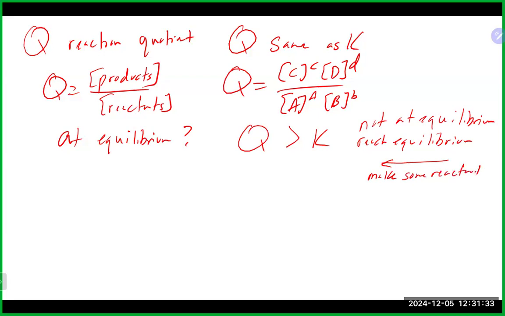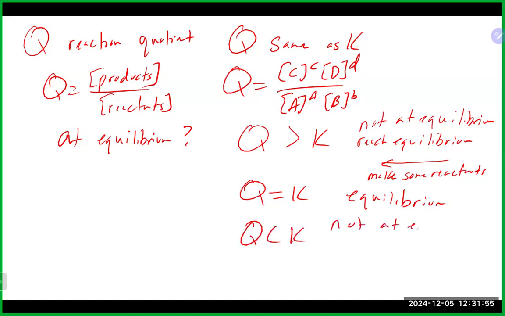So those are 2 common sort of Q questions that you typically ask, which are, are you at equilibrium? And if you're not at equilibrium, which way do you need to go to reach equilibrium? Obviously, if Q is equal to K, then you are at equilibrium. And if Q is less than K, you are not at equilibrium. And in order to reach equilibrium, you need to go away from this sign here, and you need to make more products in this case, right?